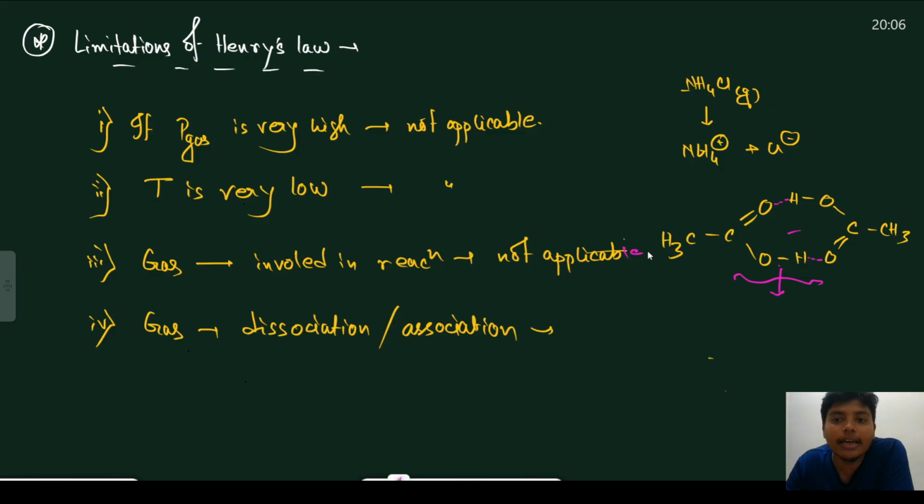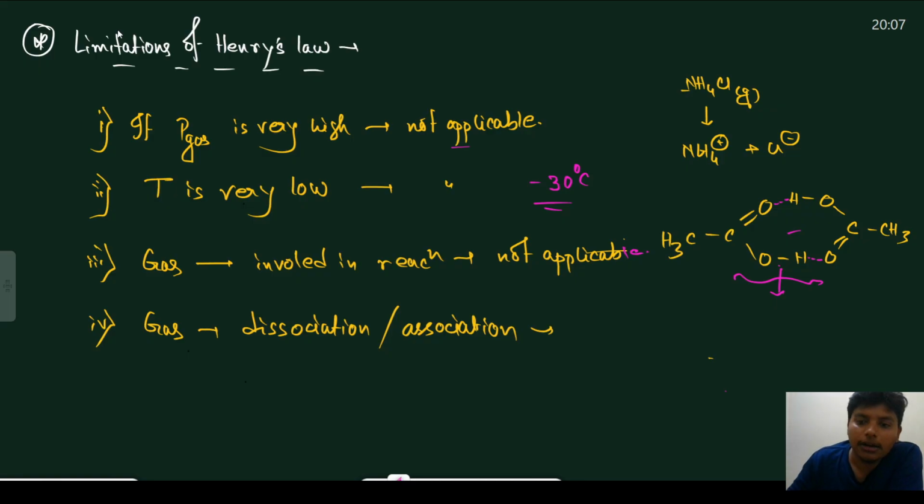So these are the cases where Henry's law is not applicable. Any doubt? Okay, very good. Sir, can you give an example for very low temperature? Very low temperature means, if you make the temperature very low, almost the gas will become liquid. Understood? In that case, Henry's law is not applicable. Low means around below minus 30 degrees Celsius.